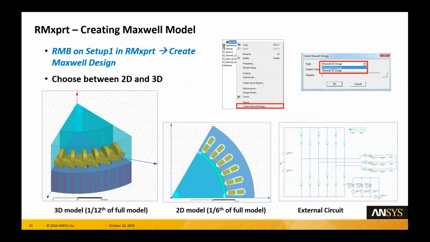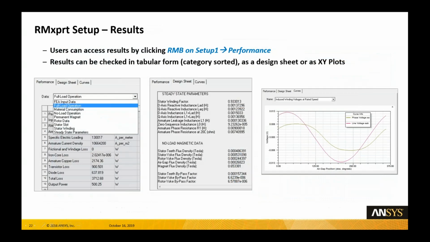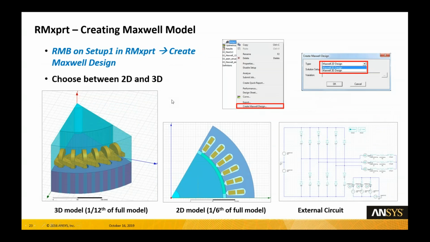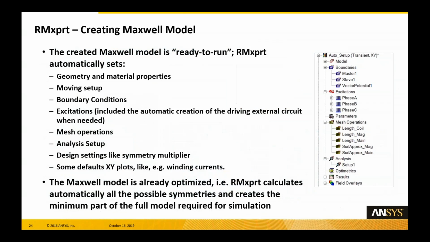After you've done the 2D RMxprt, you can right mouse click on the setup and then create a Maxwell design. You can choose between either a 2D or 3D. A 2D would be a 2D model of 1/6 of a full model. 3D would be a three-dimensional model. Before that, RMxprt was just setting up the parameters of the motor, and now it's creating an actual Maxwell design.